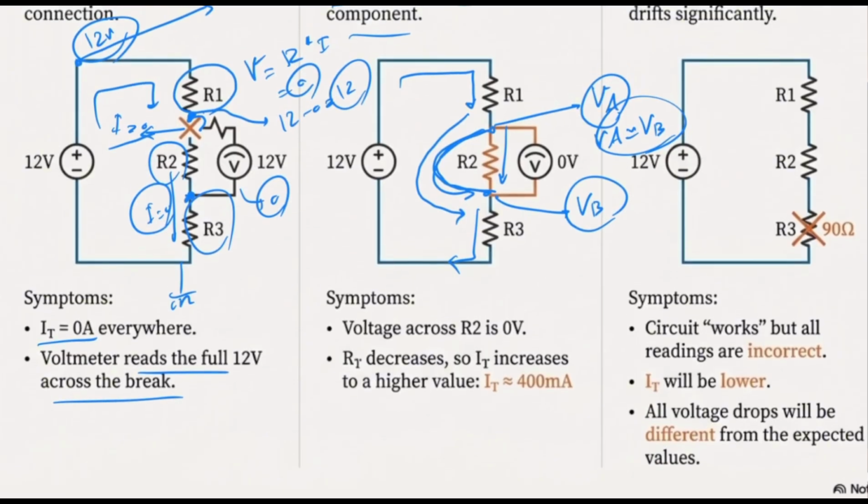So by RT, right, RT at the beginning was R1 plus R2 plus R3. But right now, imagine that your R2 is gone or is just replaced by a wire. So R2 is gone and your R total is R1 plus R3 itself.